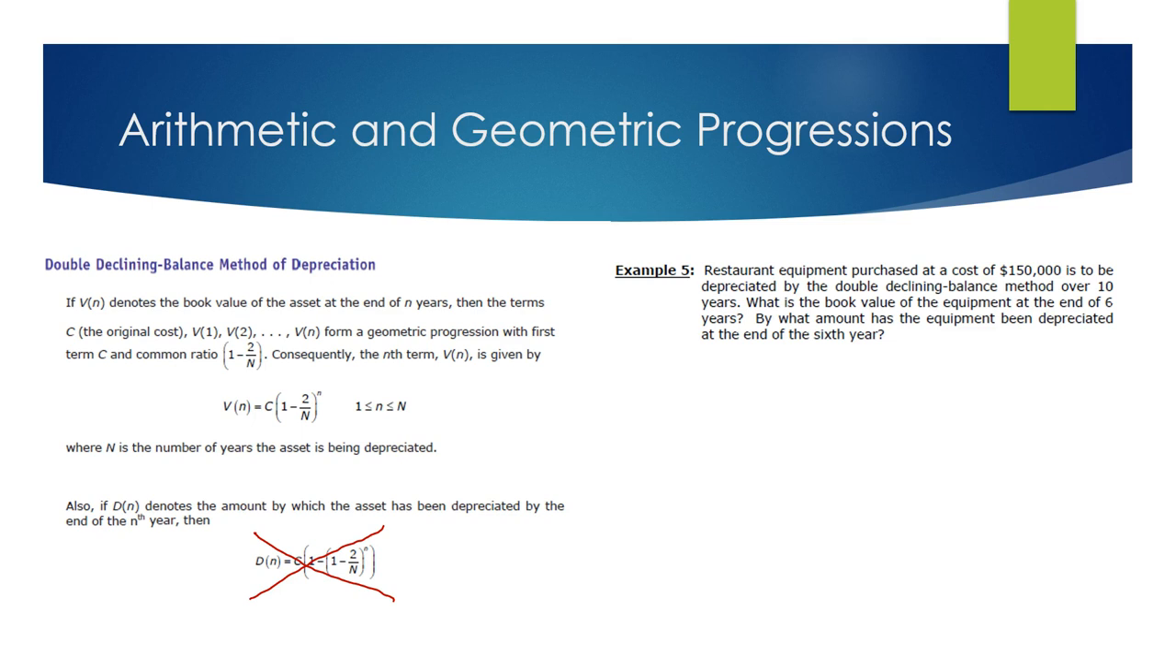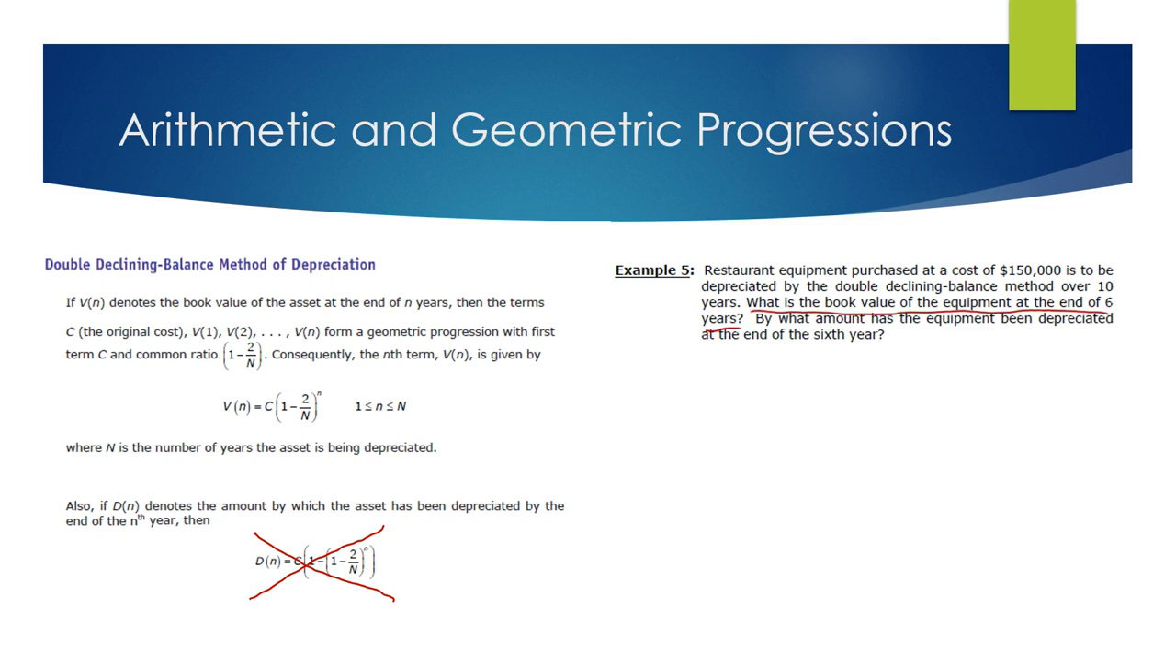All right, so we have this restaurant equipment. It's worth $150,000 right now. It's going to be depreciated using this method over a 10-year period. So we want to find out what the book value is at the end of 6 years and how much it's been depreciated at the end of 6 years.